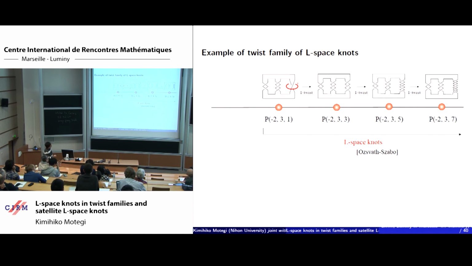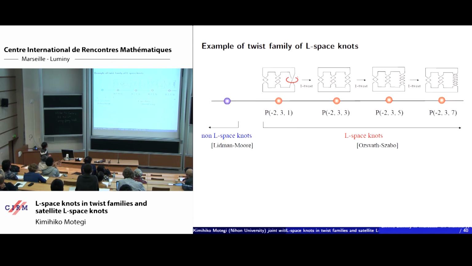And Ozsváth-Szabó proved that any positive twist produces L-space knots. On the other hand, Rasmussen-Moore proved that negative twists never produce L-space knots. And in this case, this twist family contains infinitely many L-space knots. And actually, as I mentioned, our theorem said that C links K coherently.